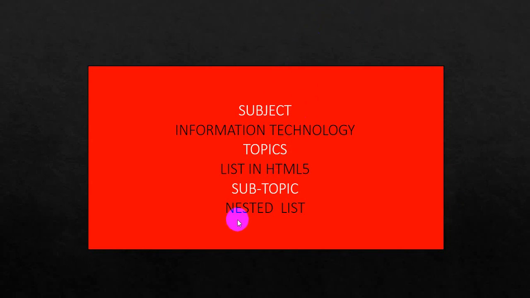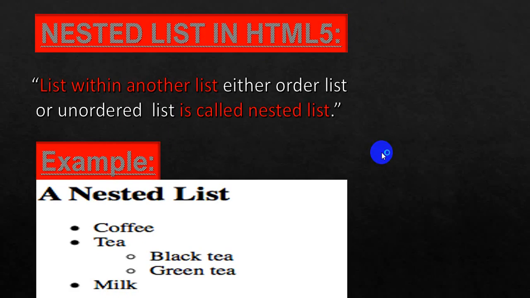What is a nested list? Before starting this topic, I just want to show you an example of a nested list. Then you will get a clear picture of what a nested list is all about. So this is a list we can see. Initially we have seen a list like coffee, tea, and one more item called milk, one by one. Now inside the tea, we have added two more items, black tea and green tea. These are sub items of tea. So now there is a nested list. This is called nested.